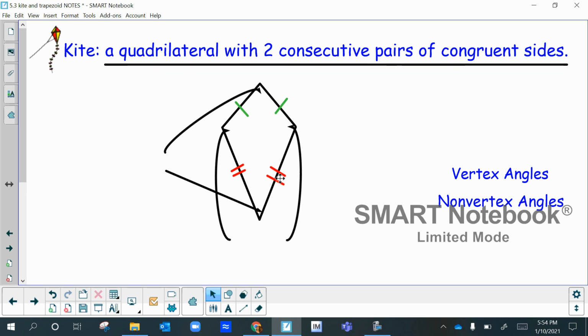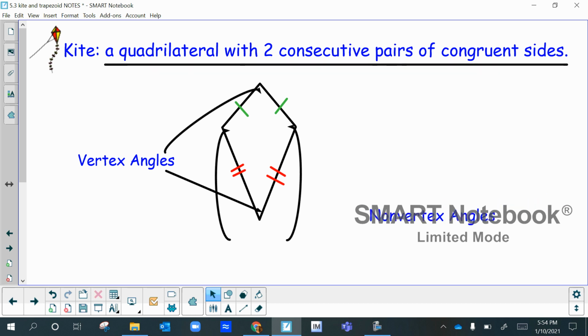There's some terminology that I'm going to be using. The angles that are between the two congruent sides, this one up here and this one down here, are going to be referred to as the vertex angles. And the other ones, the one between the non-congruent sides and this one over here between the non-congruent sides, are your non-vertex angles. So know what that means whenever this terminology is used.